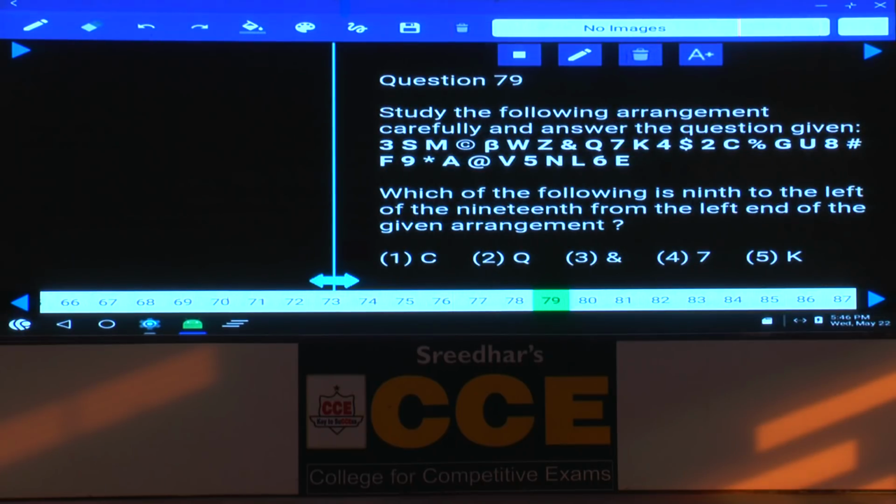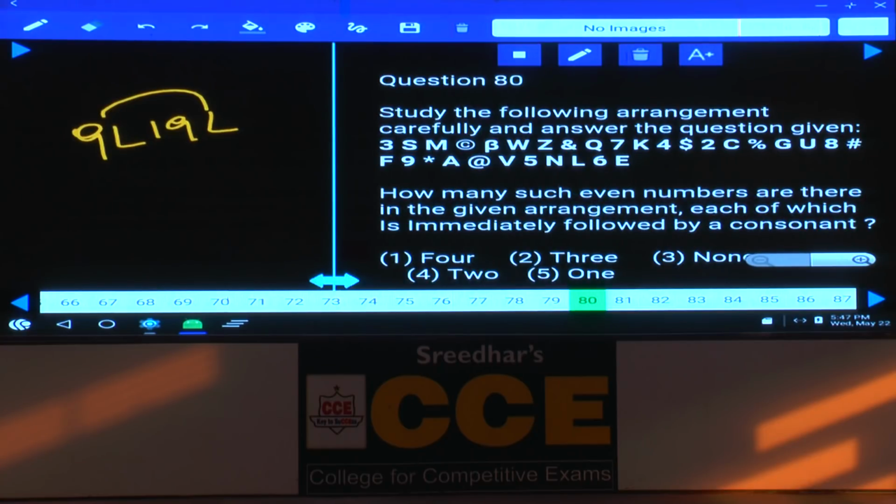Then question number 79. Which of the following is 9th to the left of 19th from the left hand? 9th left to 19th left. Left and left, same direction, hence subtract between these two. 19 minus 9 is 10th from the left hand side. 4, 5, 6, 7, 8, 9. 10th from the left hand side is 7, choice 4.